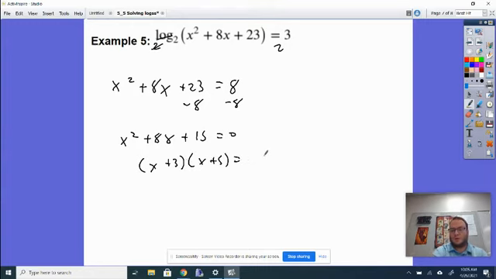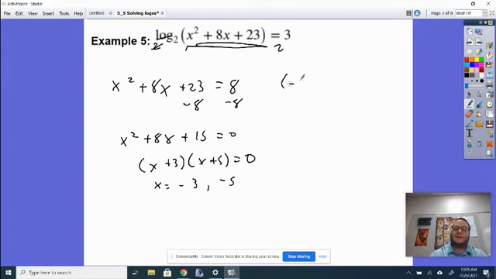Okay, and if you want to do a quadratic formula, you'll get the same answers. X is equal to negative 3 and negative 5. Plugging those in, I only need to plug it in on the inside. I'm going to get negative 5 squared plus 8 times negative 5 plus 23. And that does in fact equal 8.